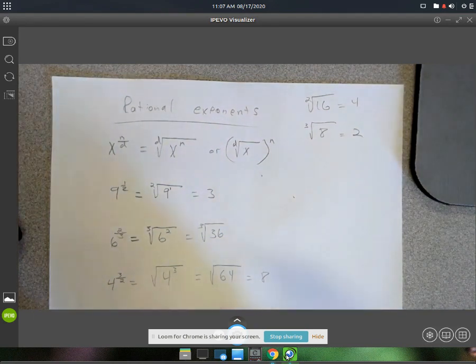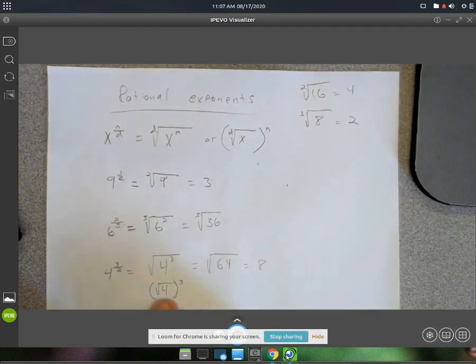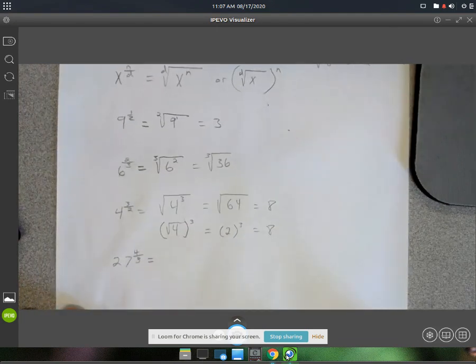All right. Or we could write it like this. We could do the square root of 4. And then that 3, instead of putting it on the inside with a 4, we could have put it on the outside. All right. The square root of 4 would equal 2. And then we would take that to the third power, which of course would give us 8 either way. All right. One last here.